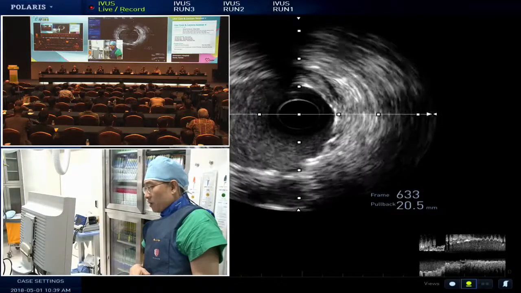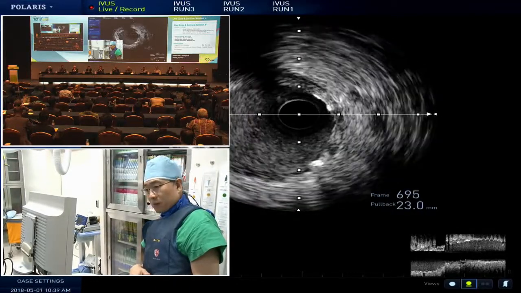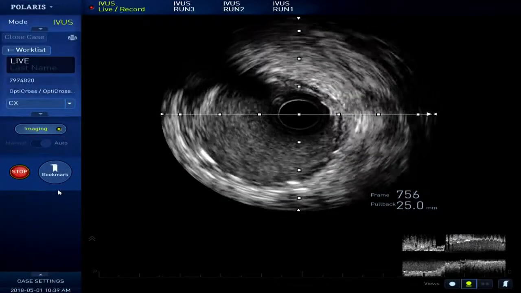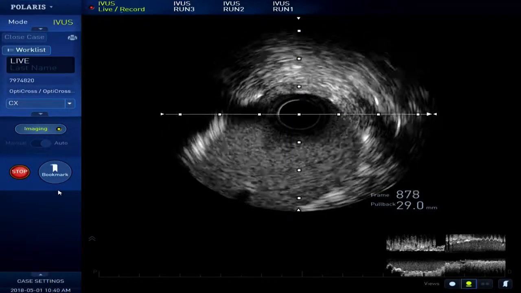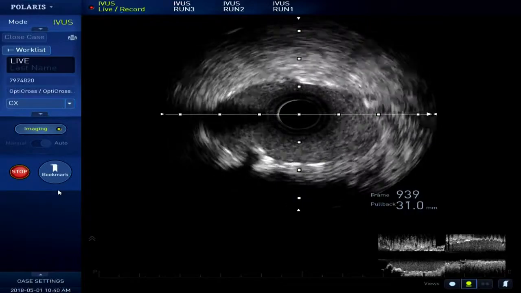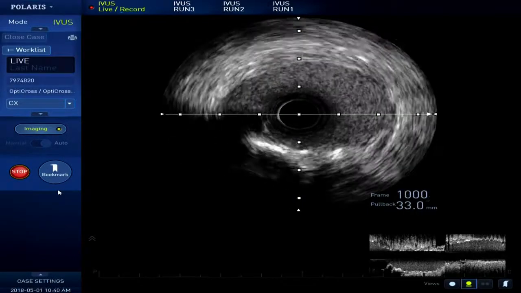Symmetrically well expanded stent. And approaching the left main. Here is the left main, now the ostium of the circumflex. It's a well opened circumflex ostium.